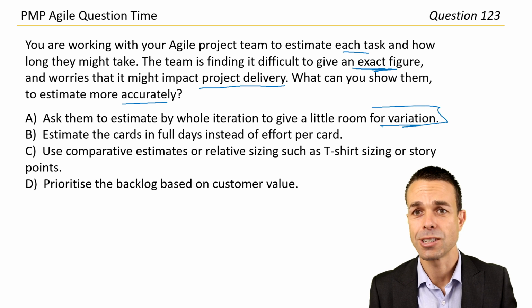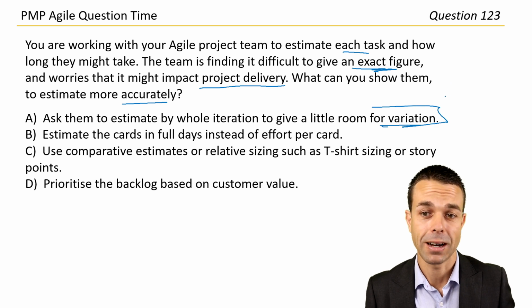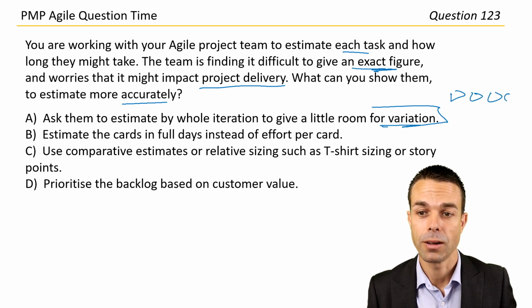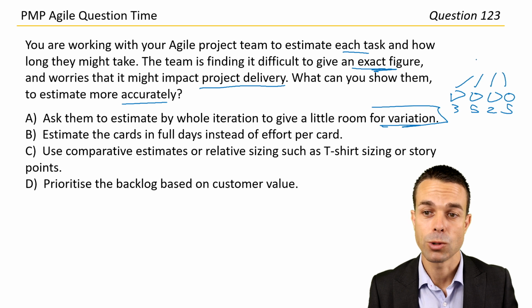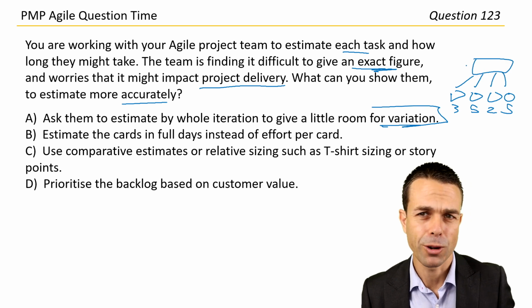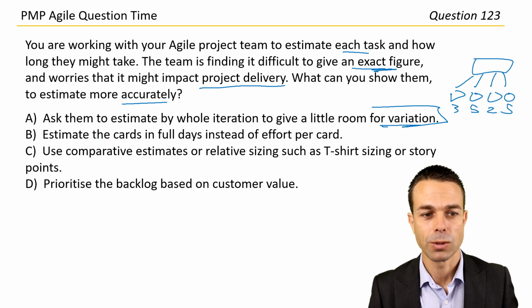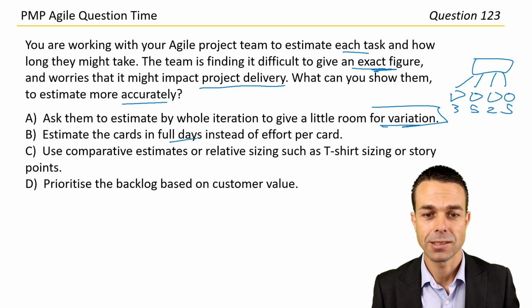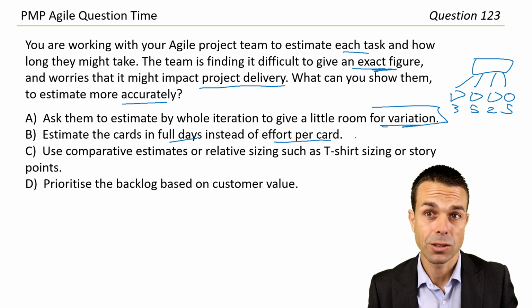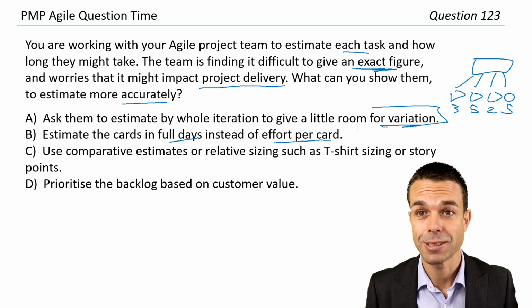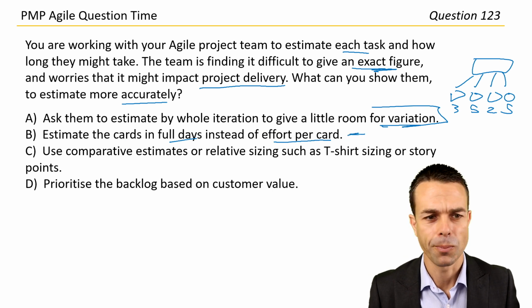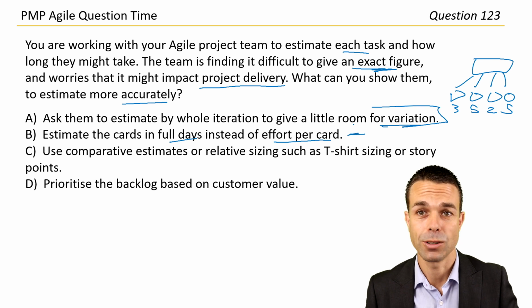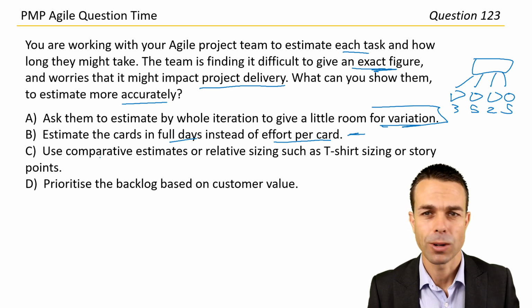No, in an Agile team, we still want to be able to estimate by cards, and then we roll that up. So if we've got 3 points, we've got 5 points, 2 points, 5 points here, that rolls up into our overall iteration. So that's the preferred method. What else can we do? Estimate the cards in full days instead of effort per card. No, not full days, because what if a card is just going to take half a day? So probably not that one. And that's going to be less accurate as well, isn't it? So let's have a look at what else we've got.